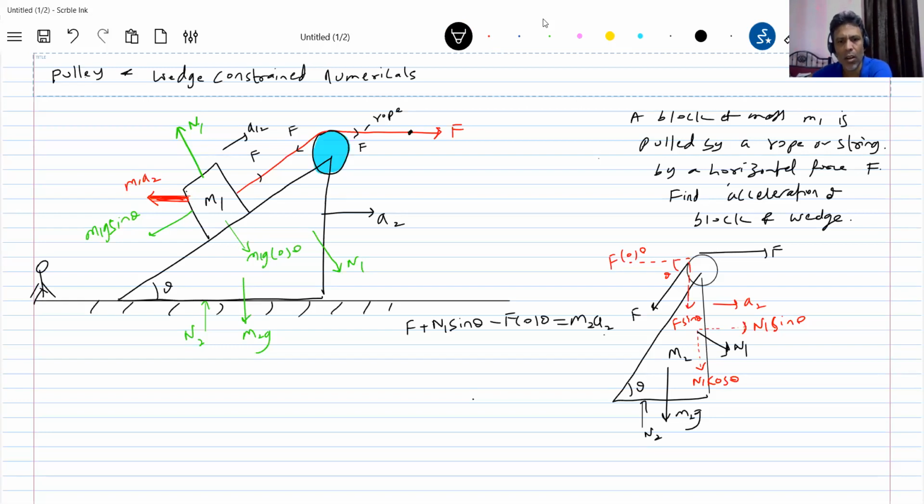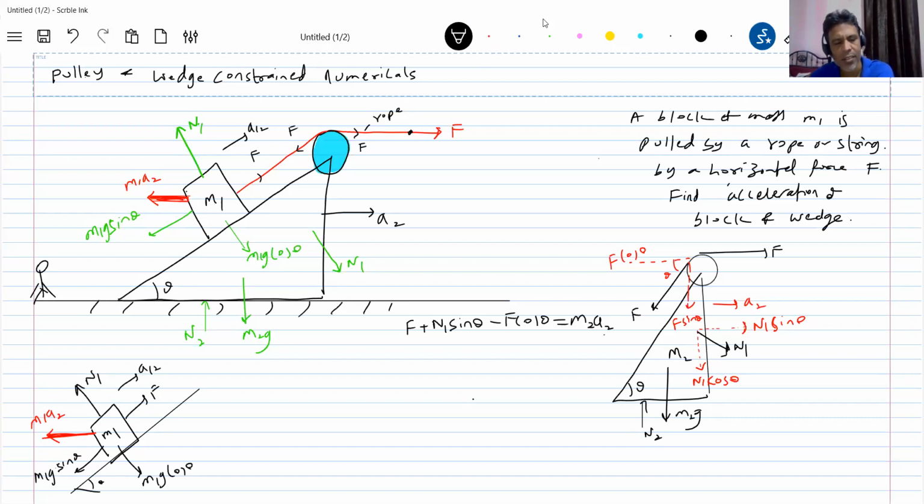Let's come to the block. On the block, what are the forces that are acting? In the diagram you can manage, just for your understanding, I'm just showing the forces. So this will be the F, this will be the N1, and there's a pseudo force, no? M1g cos theta, sorry, sine theta. The acceleration of the block with respect to the wedge will be A12.